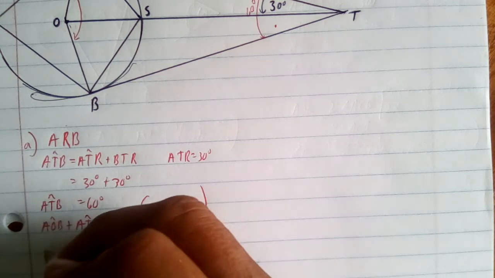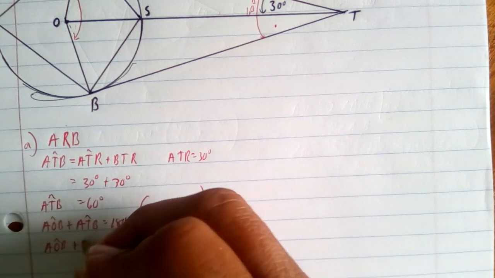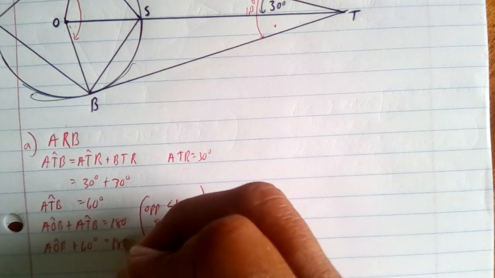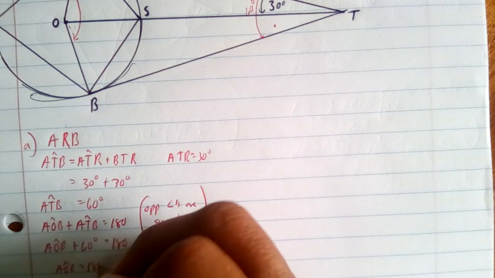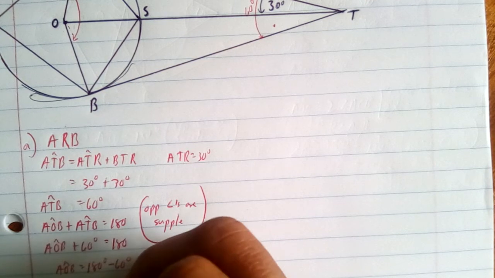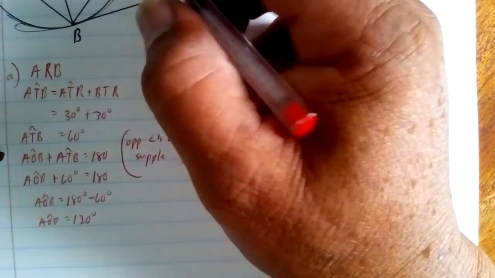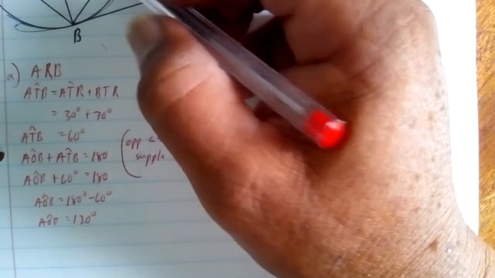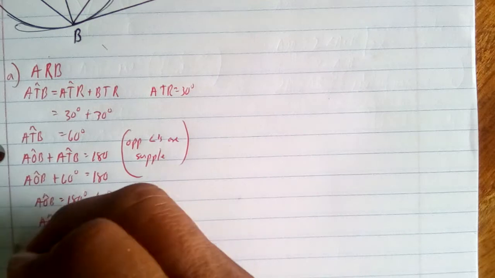So we do our calculation. We have AOB plus 60 degrees equals 180, and so AOB equals 180 take away 60 degrees, AOB equals 120 degrees. So we have that now, but that's not the final answer. What we have found is just AOB. So we want ARB, so we use this angle with respect to this angle for us to get what we are looking for.